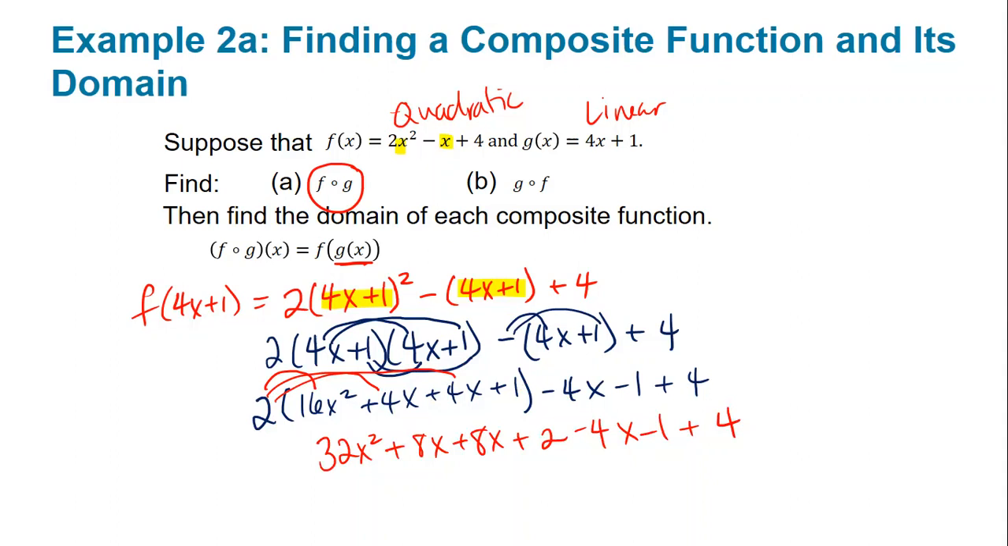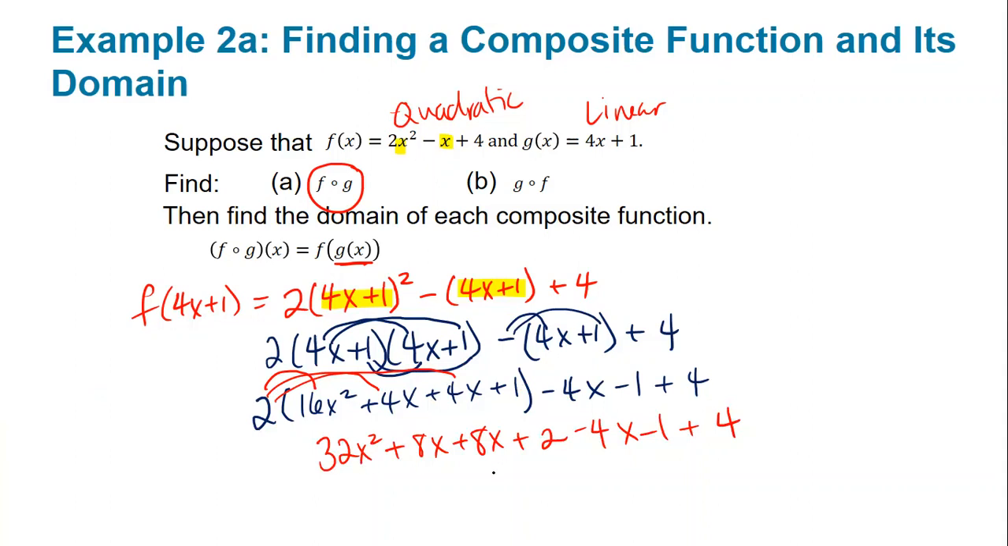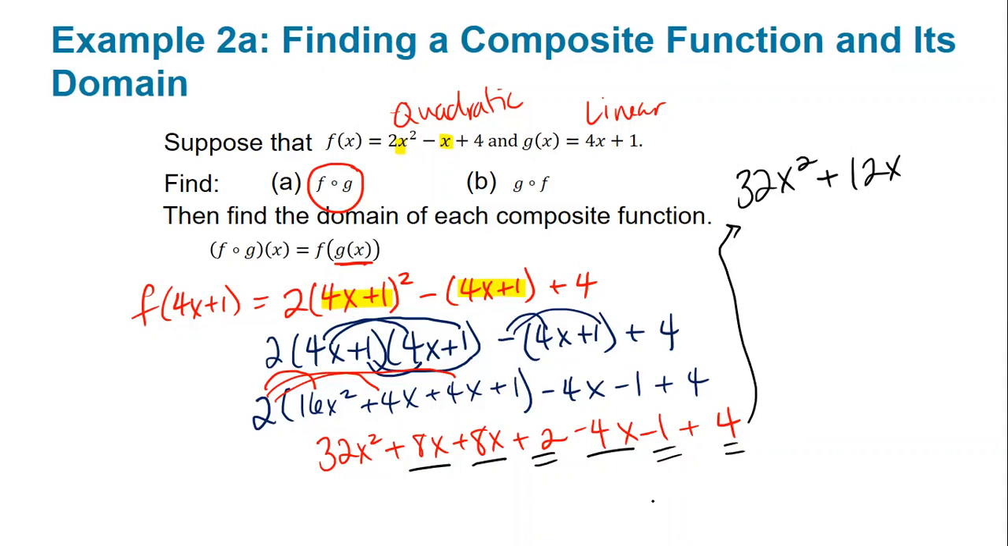Now I'm going to combine like terms. Does x squared have anything else besides 32? No. So I'm going to write it up here, 32x squared. I have 8x, 8x, and negative 4x. So 8 plus 8 is 16. 16 minus 4 is 12. Then I have 2, negative 1, and 4. 2 minus 1 is 1, plus 4 is 5. So this is my new composed function.